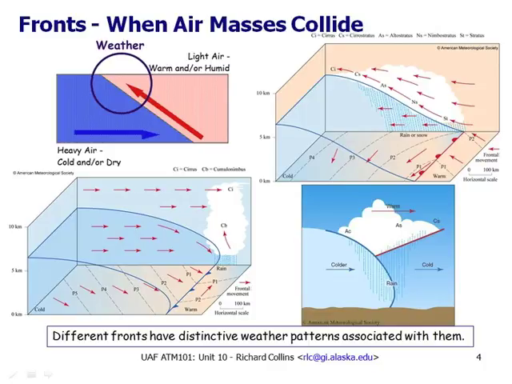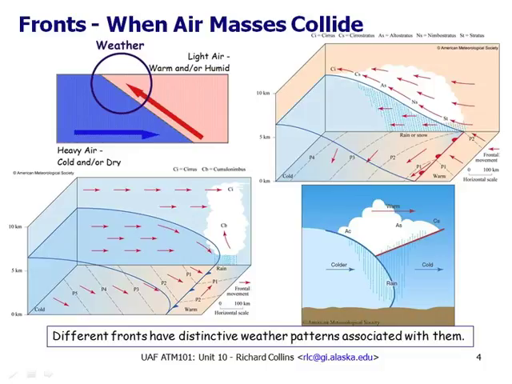Fronts are the regions where air masses collide, and there's a lot of details about fronts in the textbook. I want to highlight here what's basically happening at a front. At a front, we've defined our air masses in terms of their density. Warm and humid air is lighter than cold and dry air, and therefore warm air can overrun cold air, or cold air will underrun warm air.